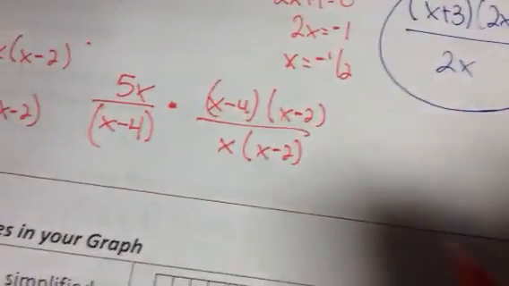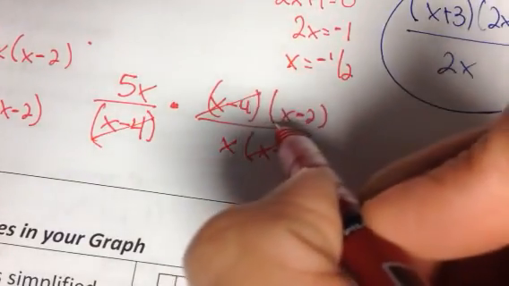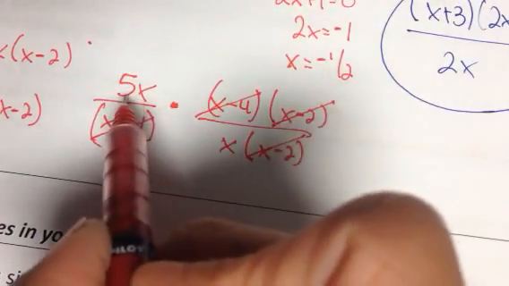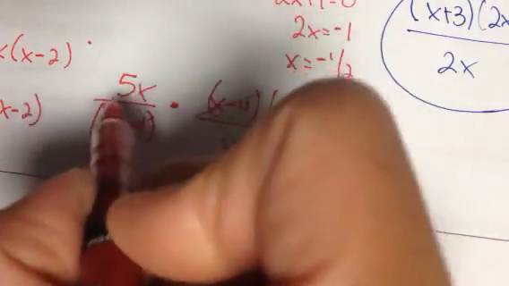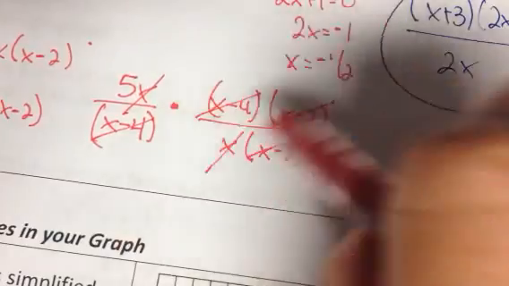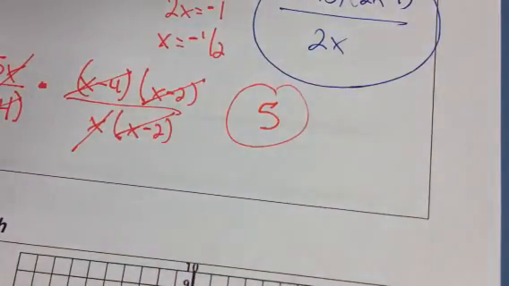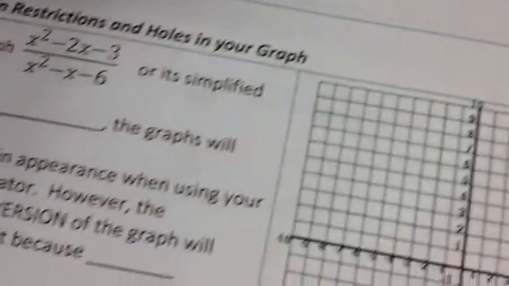So now I can take out my common factors. X minus 4 takes out x minus 4. X minus 2 takes out x minus 2. And 5 is multiplying to x. So 5 is a factor and x is a factor. And this x was multiplying to this x minus 2, so these x's are factors. So when you're done with all of this, you just get 5. Okay?